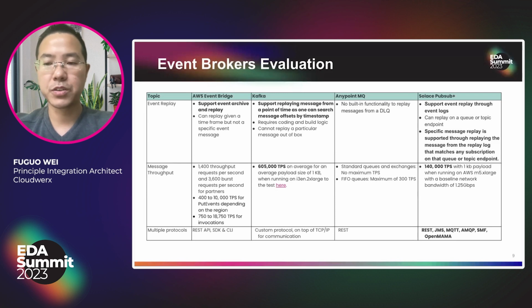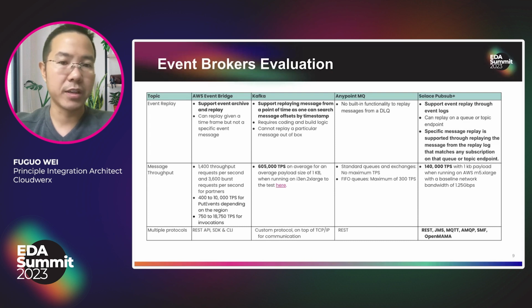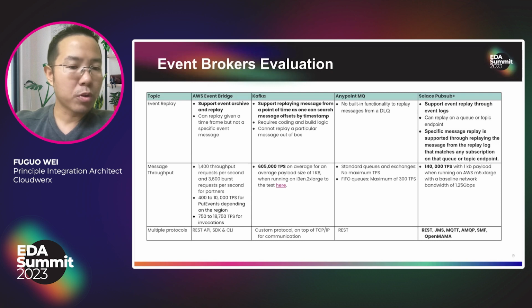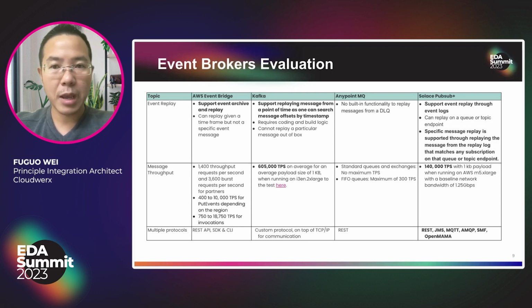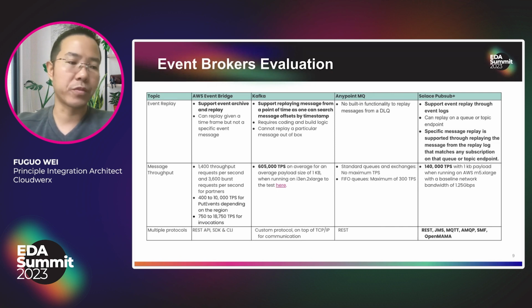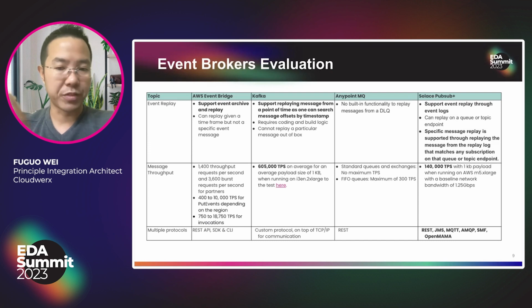This is the stats published by Solace, so it's on the Solace website. You can find it there. So these two brokers were both high performing compared to the other two. Obviously, Kafka is the number one when it comes to performance. Multiple protocols support, and Anypoint MQ is the one that supports the least protocol. It only supports REST, and Kafka has its own sort of custom protocol there on top of TCP/IP for communication. That's probably why Kafka is really fast.